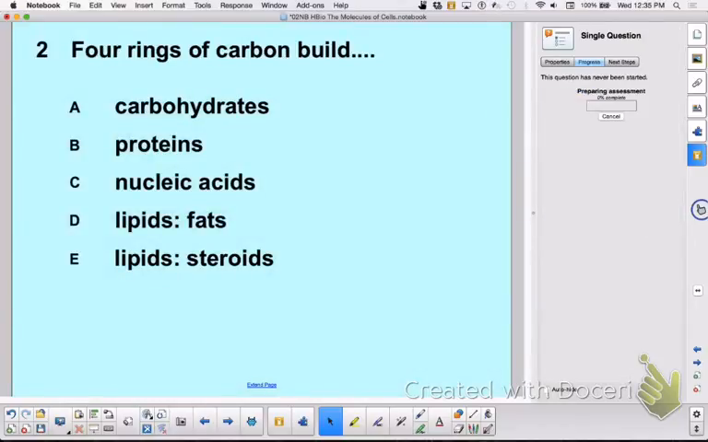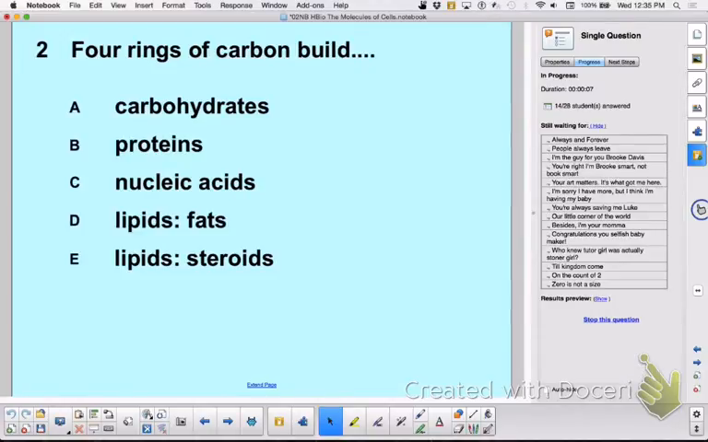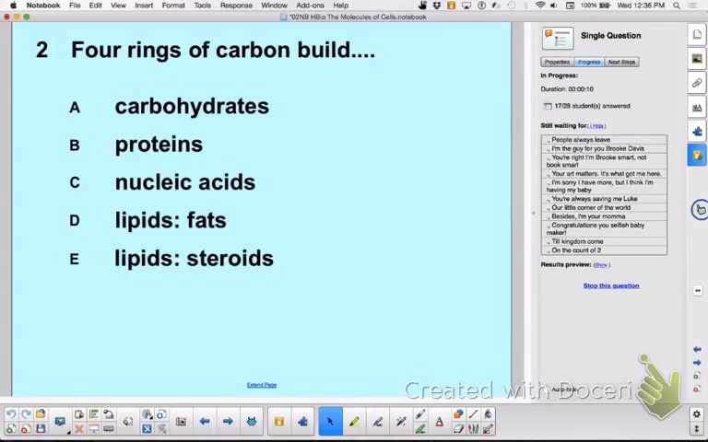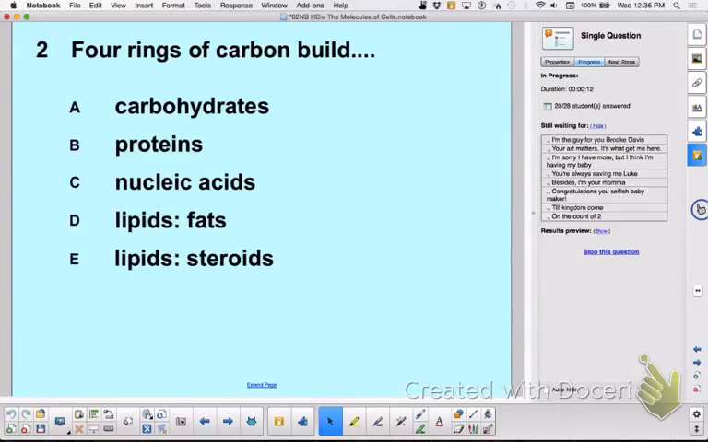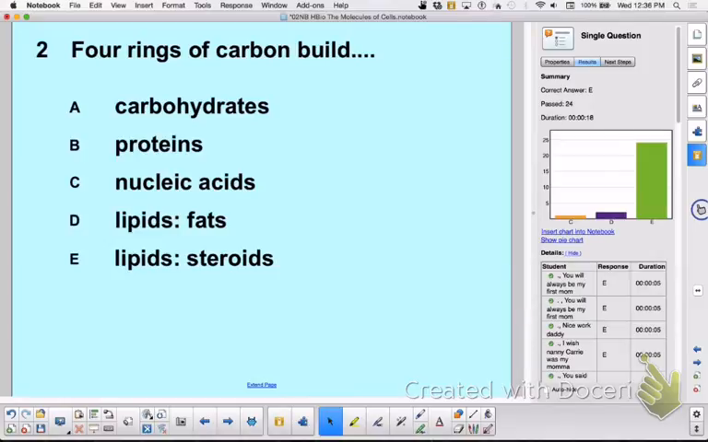Next. Five, 4, 3, 2. 4 rings of carbon. 4 rings is always going to be a steroid. Okay, 4 rings is steroid.